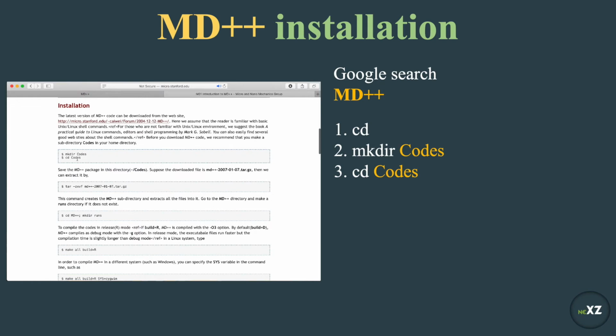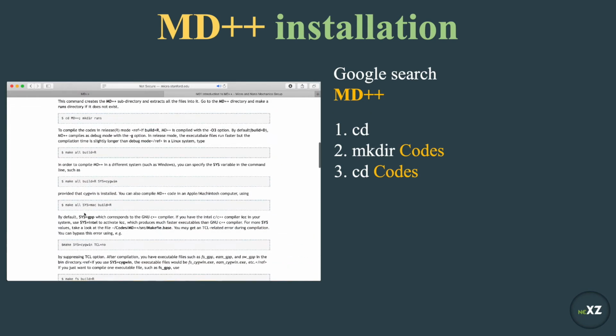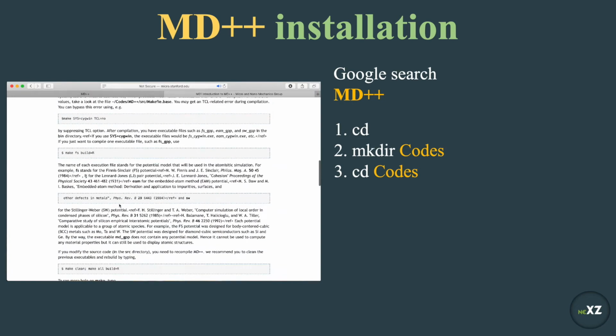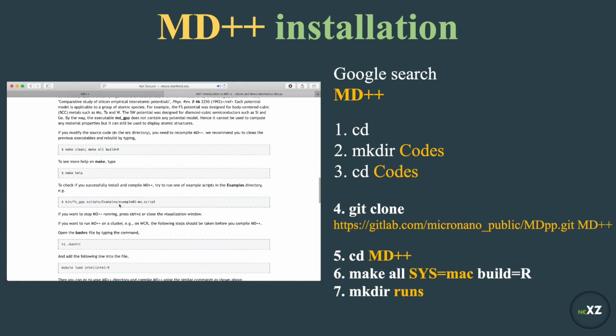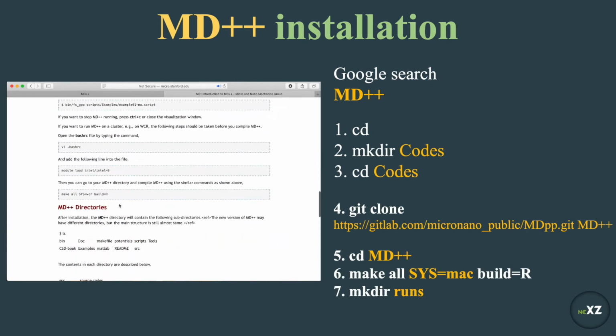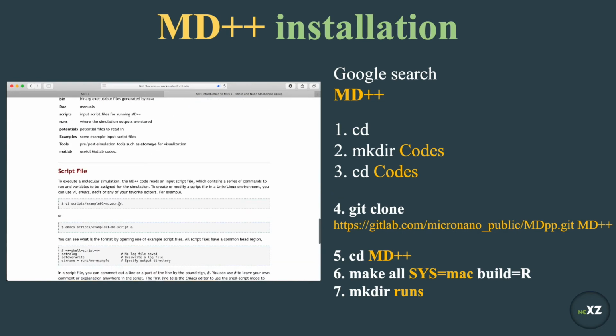There are a few commands: make directory codes, cd codes, then extract the tar file, then do make all SYS equals mac, BUILD equals R. So all the instructions are given. Please go through this if you have any questions on the website.